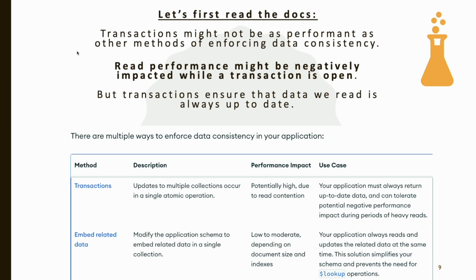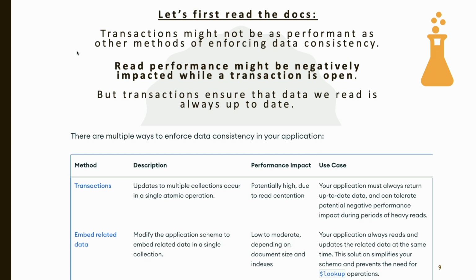So they say that using transactions, potentially we have a high performance impact. But of course they say that transactions work, so they should ensure that our data is up to date, or if something breaks in the middle, it will be rolled back. So it looks good, but let's have a quick look at the second way of enforcing this consistency in our service, in our database.